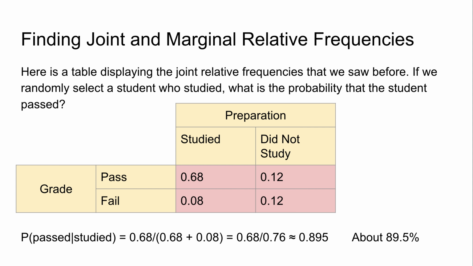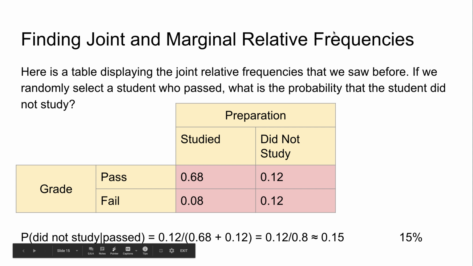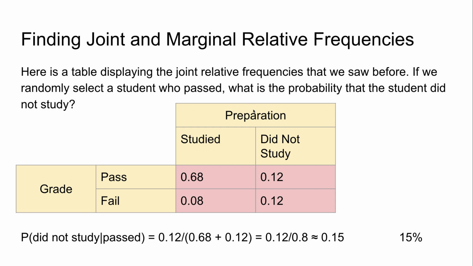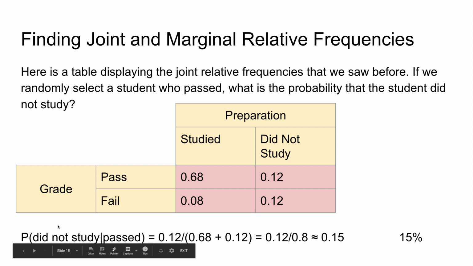Okay, now what if they ask something like this? If we randomly select a student who passed, what is the probability that the student did not study? So now we're thinking about, out of these students who passed, what percentage did not study? Now, we're not reading directly from the table because these are relative to the overall total, not the row total, which is what we need in this case. So let's think about it. What's the probability that they did not study given that they passed?